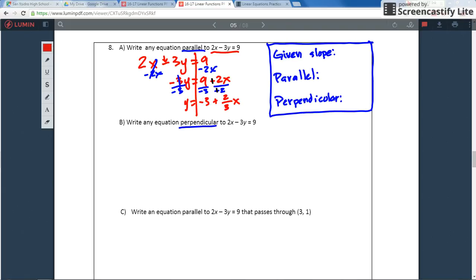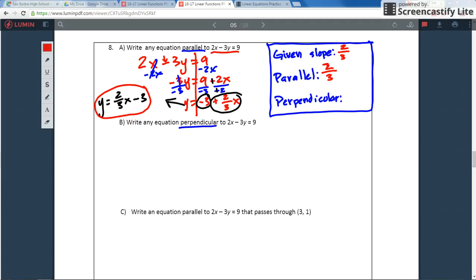Okay, I'm going to rewrite this over here because these are out of order. So y equals 2 over 3x, and then what was the 3? The 3 was negative. There we go. Okay, so we have our original equation. This one has a given slope of 2 over 3. The parallel slope is always going to be identical, so parallel will also be 2 over 3.